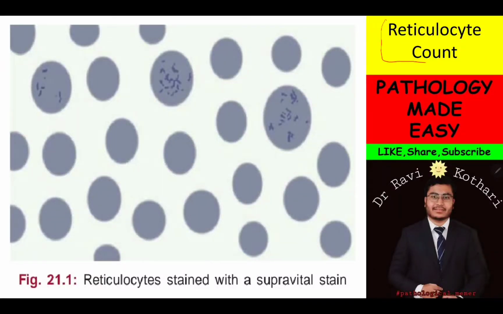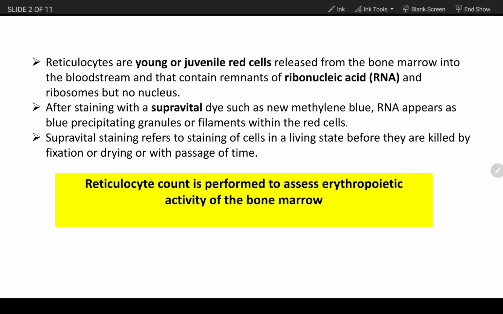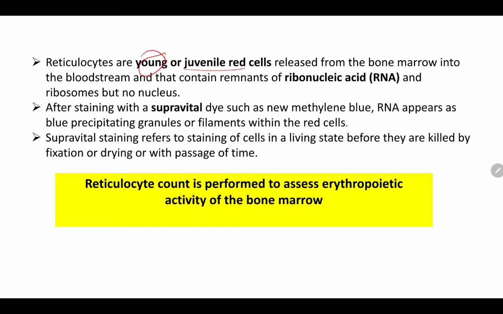In today's video, I am going to discuss the reticulocyte count. So let's begin. First, reticulocytes are the young or juvenile red cells released from bone marrow into the bloodstream, containing the remnants of RNA and ribosomes. After staining with a supravital dye like new methylene blue, RNA appears as blue precipitating granules. Supravital staining refers to staining of cells in the living state before they get killed by either fixation or drying.